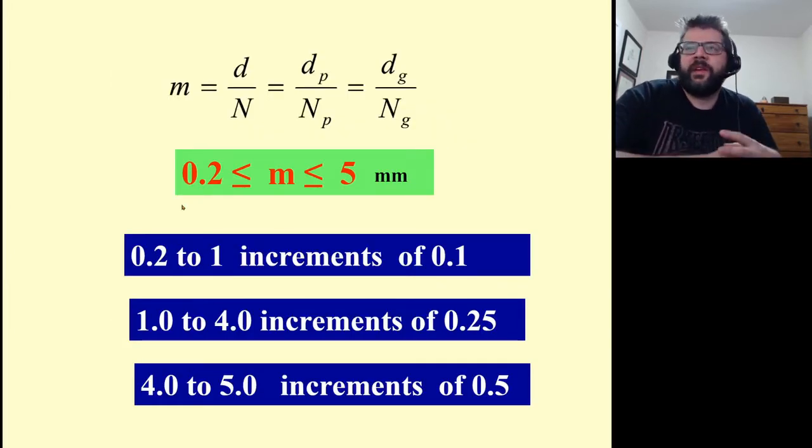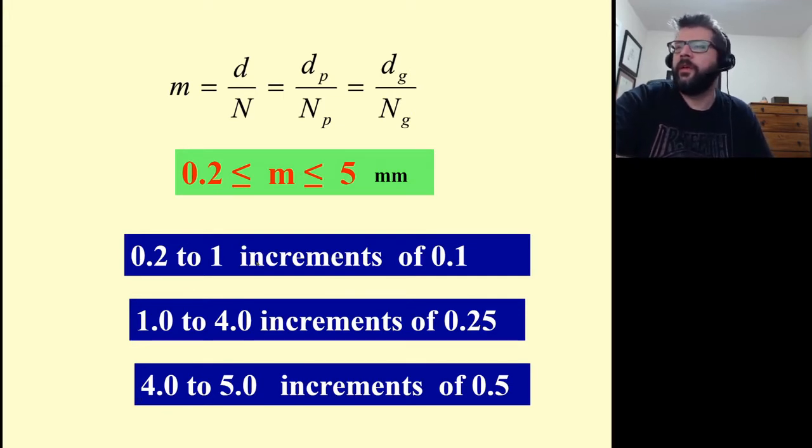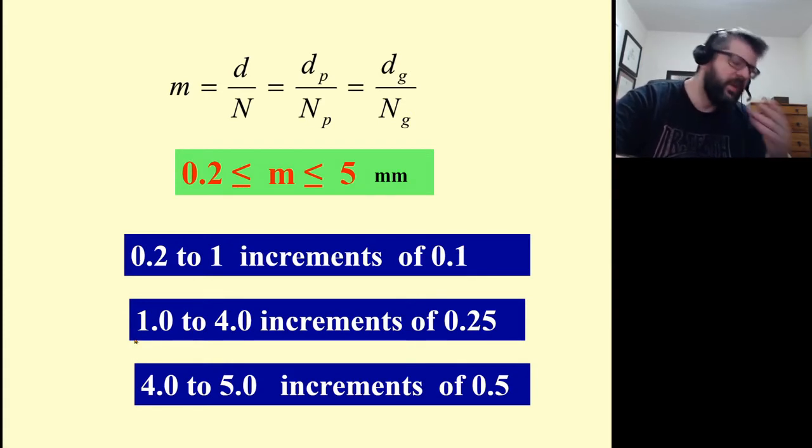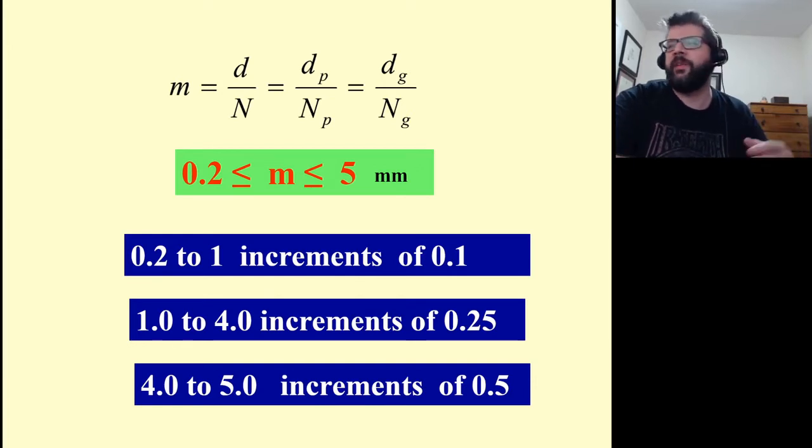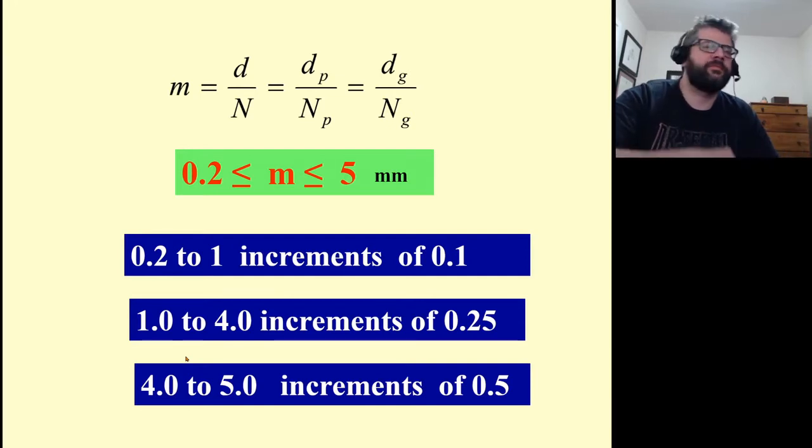For available sizes in metric, you can usually get gear modules around 0.2 to 5 millimeters in certain increments. So you can get 0.2, 0.3, 0.4, and so on, then 1, 1.25, 1.5, up to 4, and then 4.5 and 5.